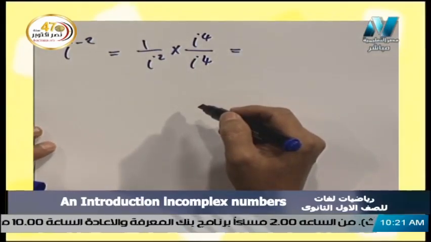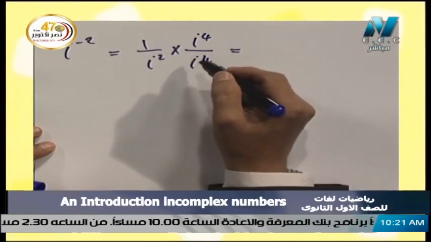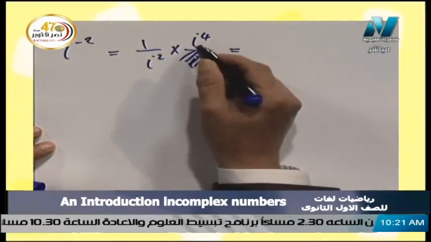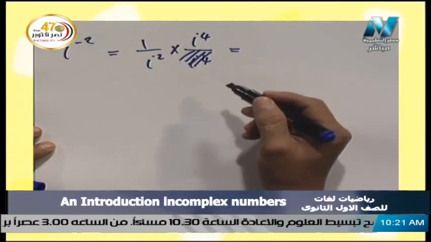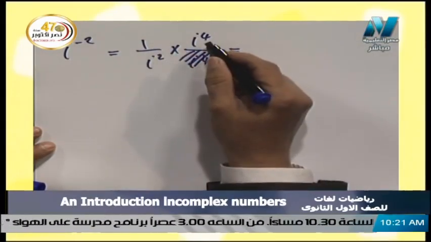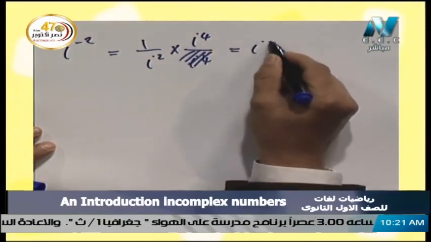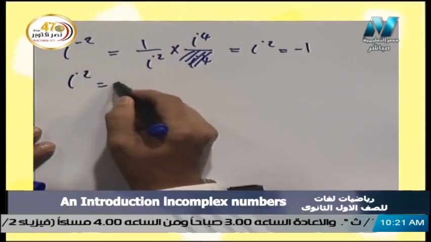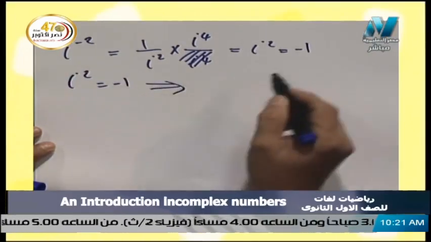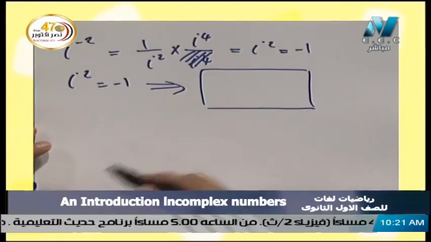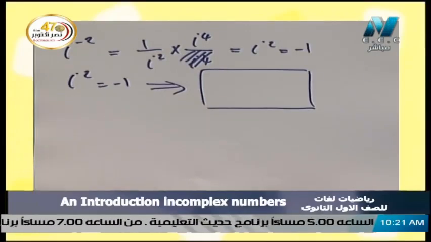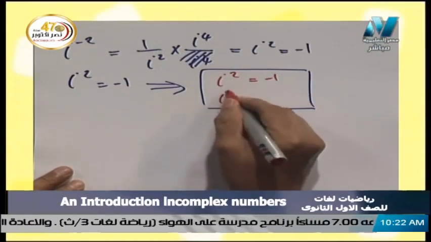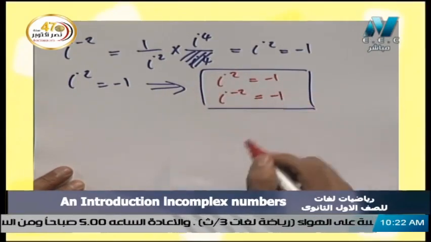Okay, if we multiply it by i power 4, in this numerator it's only multiplied by 1, so it's no problem. 1 over i power 2 multiplied by i power 4 is i power 2, which is negative 1. And we know that i power 2 equals negative 1, so do not panic about the negative. We have i power 2 equals negative 1 and i power negative 2 also equals negative 1.